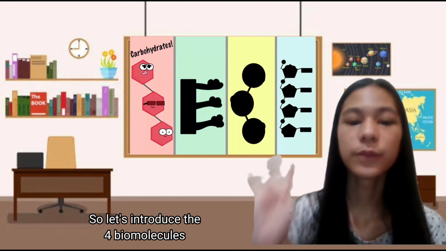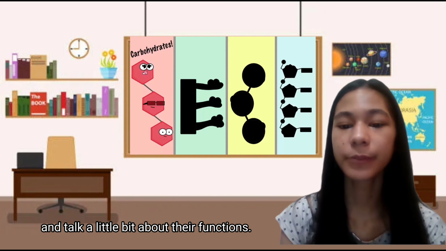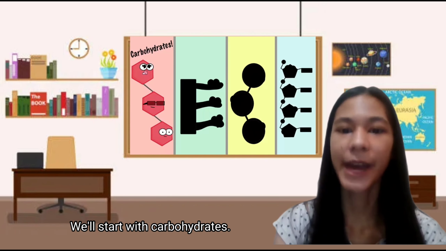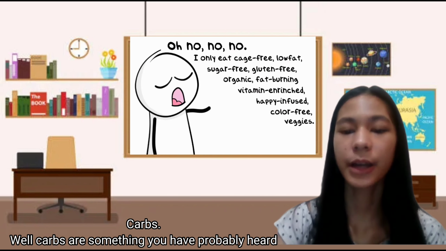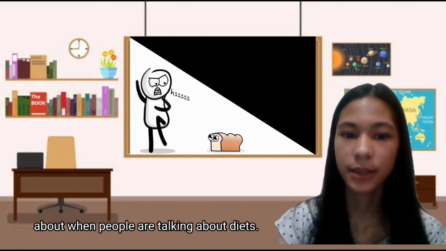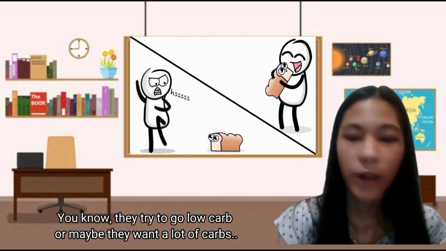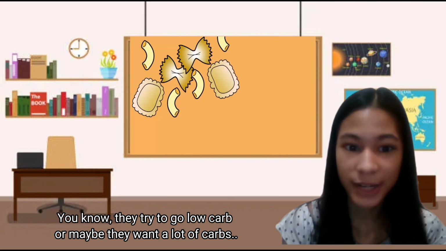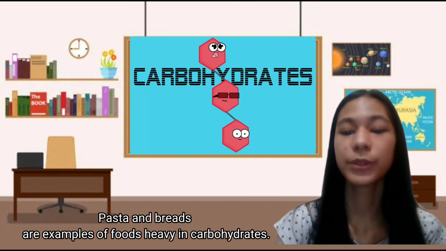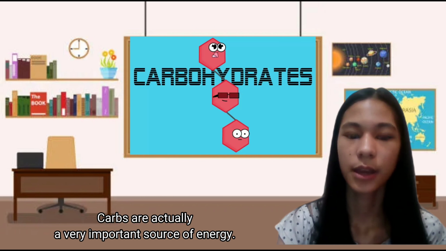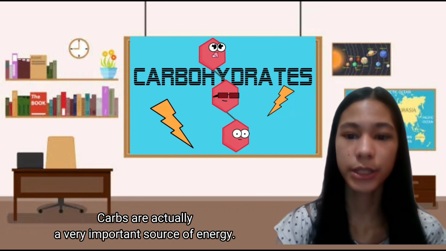So let's introduce the four biomolecules and talk a little bit about their functions. We'll start with carbohydrates. Carbs. Well, carbs are something you have probably heard about when people are talking about diets. You know, they try to go low carb or maybe they want a lot of carbs. Diets always come and go. Pasta and breads are examples of foods heavy in carbohydrates. Carbs are also a very important source of energy.